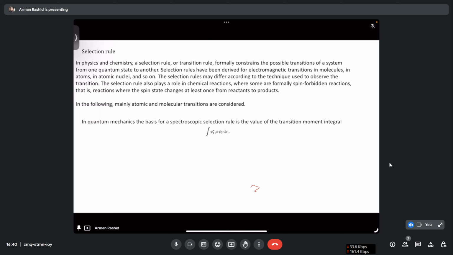This transition dipole moment is shown here. It is the integration of psi 1, mu, psi 2, d tau, where psi 1 is the ground state, psi 2 is the excited state, and mu is concerned with the transition that we are trying to do. This determines the transition probability.